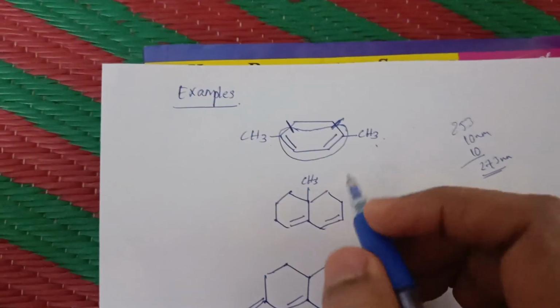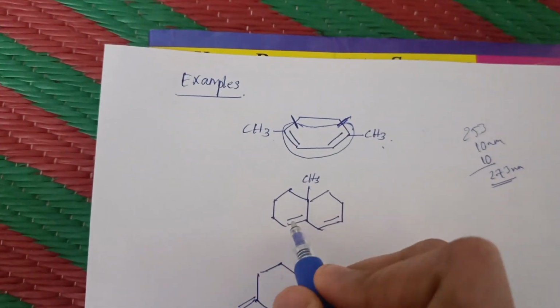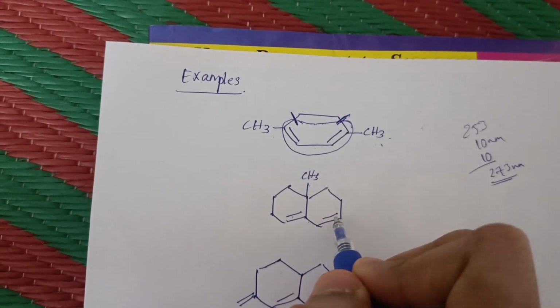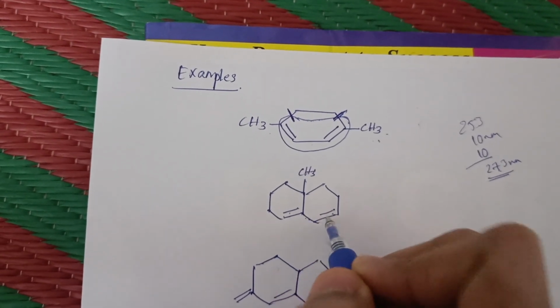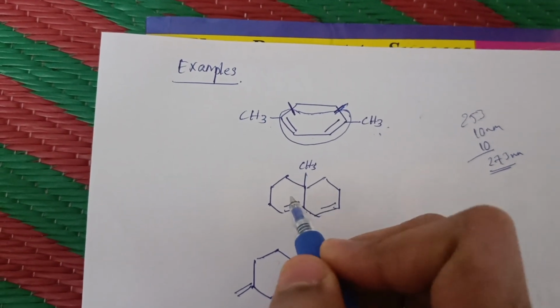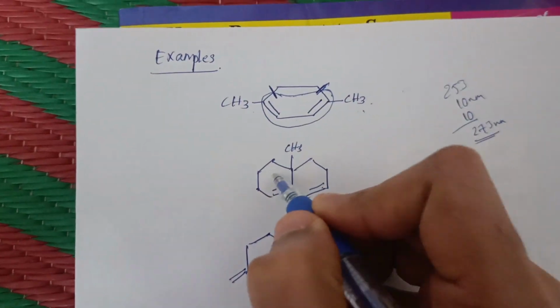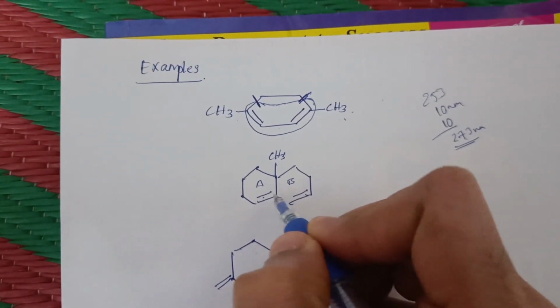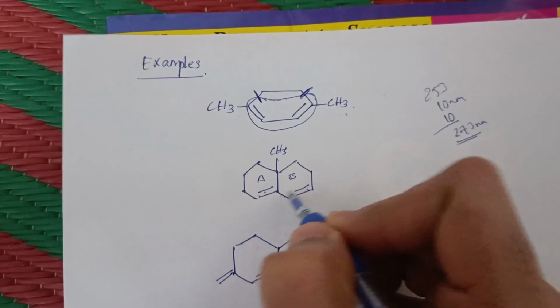So moving on to the second example, here you can see this conjugated diene, double bond, single bond, and double bond. This conjugated diene is shared between two rings. Let's consider these as ring A and ring B. So this conjugated diene is shared between two rings, double bond, single bond, double bond.